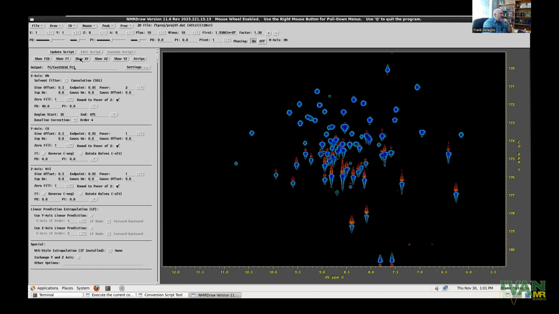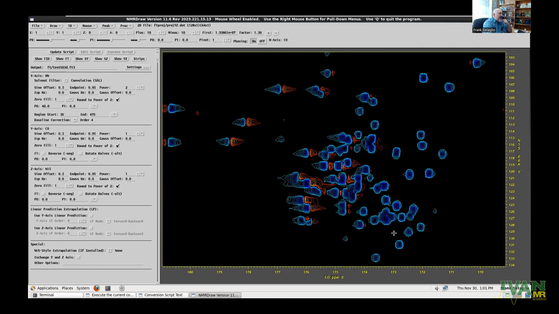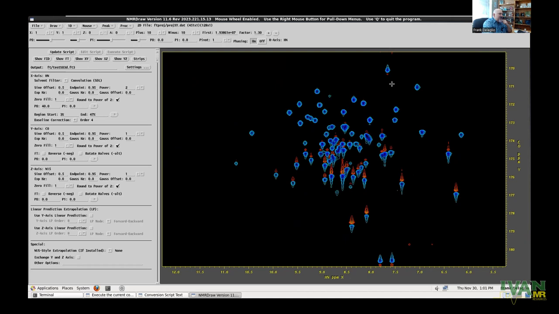So now I do this. This is the XY plane. It looks nicely phased in the directly detected dimension, and it looks pretty well phased in the nitrogen dimension. The dimension that is not well phased is the carbonyl dimension. When I look at it, I see that peaks at the bottom are out of phase, such that they're negative at the top and positive at the bottom, but the peaks up at top are almost all positive. What that means is there's some kind of first order phase correction needed in the indirect dimension.